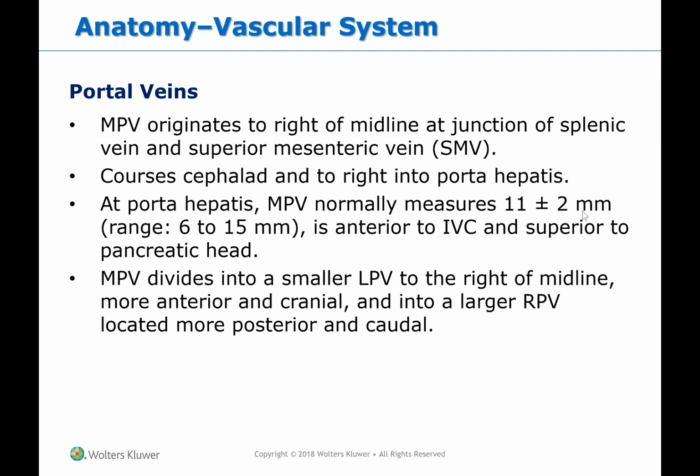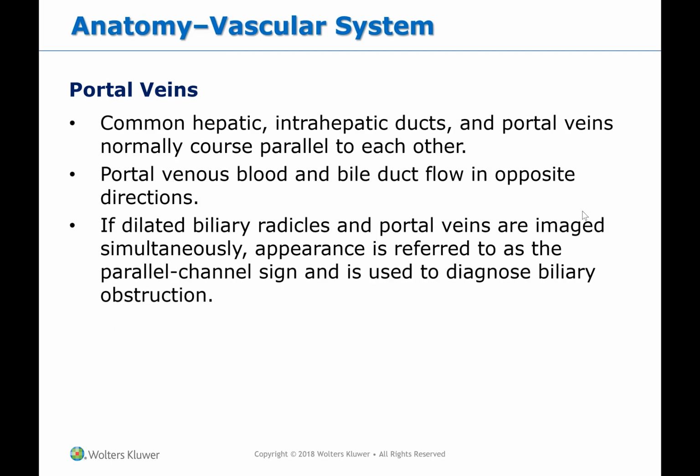The main portal vein then divides once it gets into the liver into the smaller left portal vein, to the right of midline, more anterior and cradle, and into the larger right portal vein, posterior and caudal. The common hepatic, intrahepatic ducts, and portal veins usually course parallel to each other. So the portal venous blood and the bile duct flow are in opposite directions. You can see them kind of like a parallel channel sign. So they're both running right next to each other.